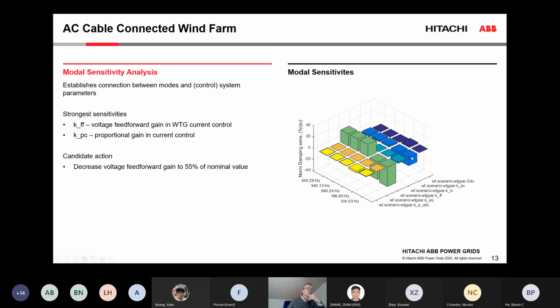The other strong sensitivity we can detect here is the current control gain in the wind turbine. So we see the same thing: if we increase the current control gain, we would further worsen the instability. So decreasing the gain may be a good idea to stabilize this.